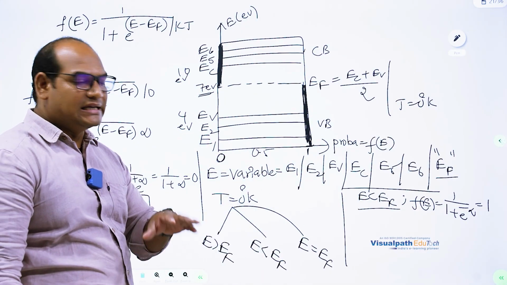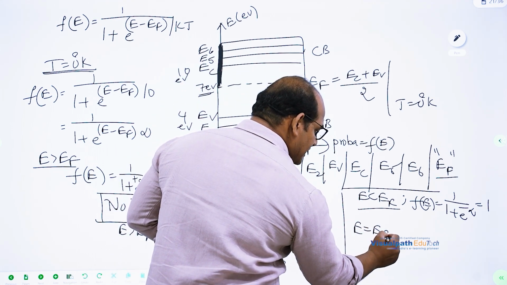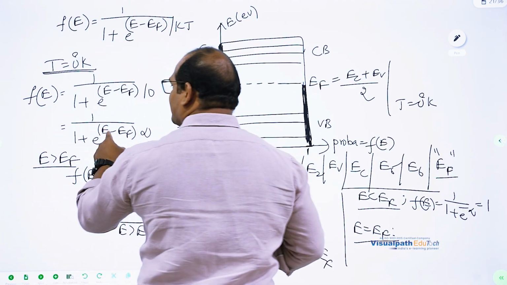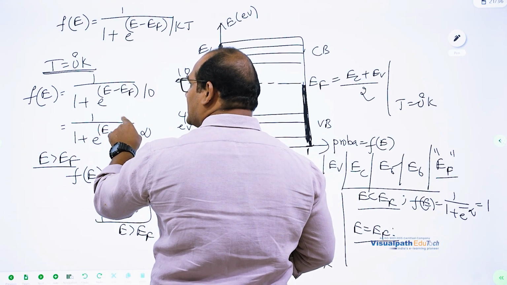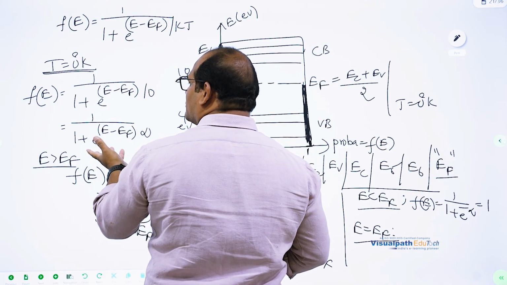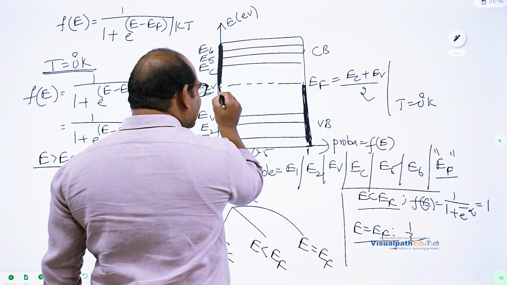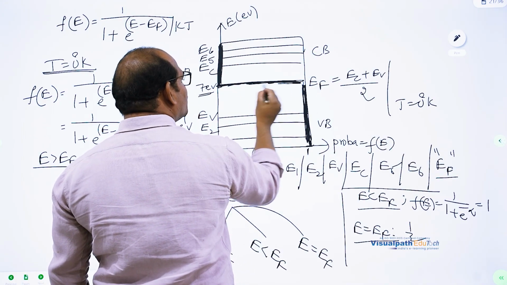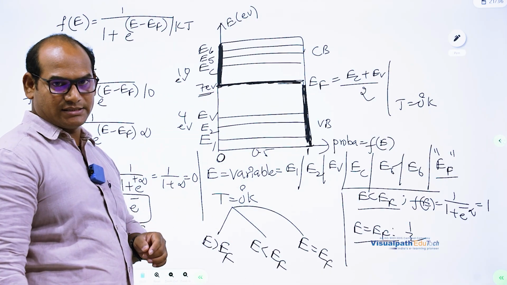Now if you take E is equal to EF, when your energy level is exactly equal to Fermi energy level, what will you get from this one? When E is equal to EF, this EF minus EF will become 0, e power 0. Otherwise, you substitute here. Okay, you will get 1. So 1 by 1 plus 1 means 1 by 2 you will get. So that is a transition actually. It is not a single value. That is a transition from 0 to 1. Sudden change is there. So this step change you will get here.